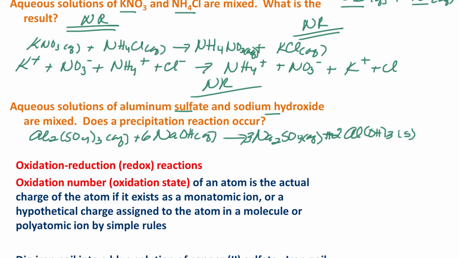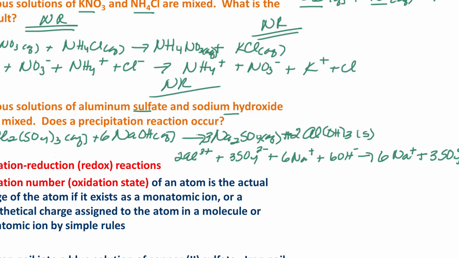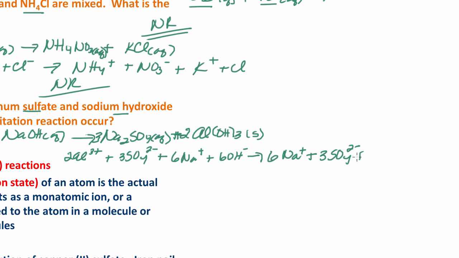Let's go ahead and write the ionic equation from this. So we have 2 aluminum ions plus 3 sulfate ions plus 6 sodium ions plus 6 hydroxide ions. And that's going to give, let's see, 3 times 2 is 6 sodium ions plus 3 sulfate ions. And then, of course, the aluminum hydroxide is insoluble. That's a solid. So our net ionic equation, the sulfates cancel and our sodiums cancel. So sodium ion and sulfate ion are spectator ions.